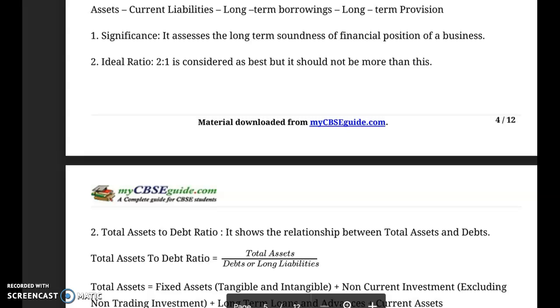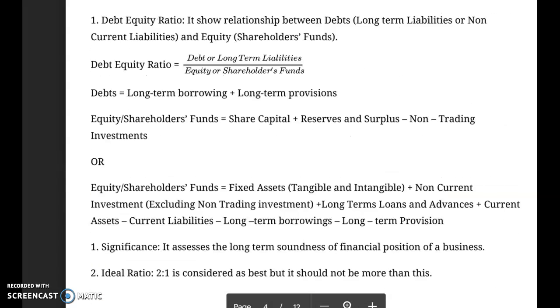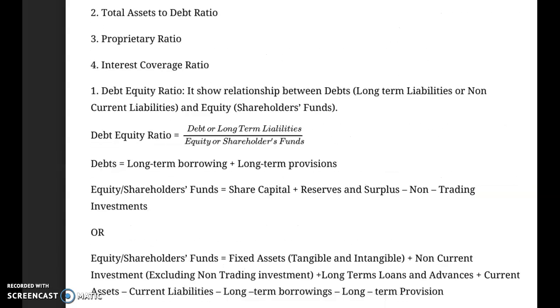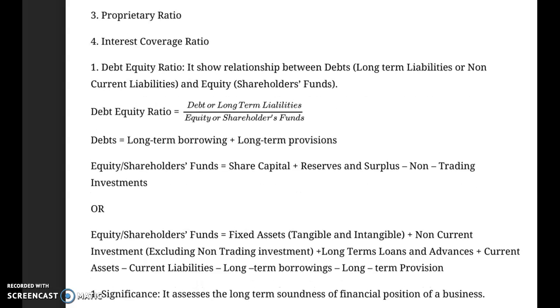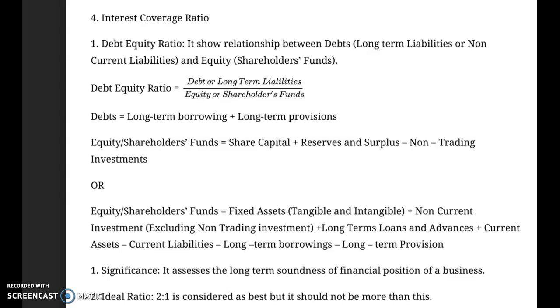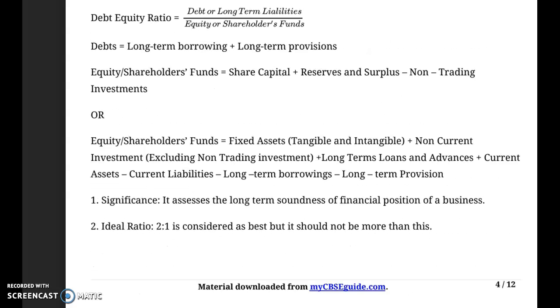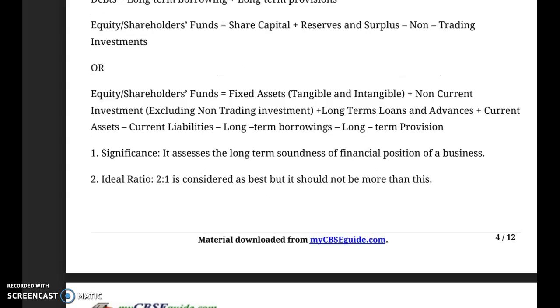The last ratio under the solvency ratios which we calculate is known as the interest coverage ratio. Dear students, understand the basic purpose of calculation of this ratio is how many times the profits are sufficient to cover the interest on the long-term liabilities. Again, the objective of calculation of this ratio is to know how many times the profits can cover the interest liability of the business.